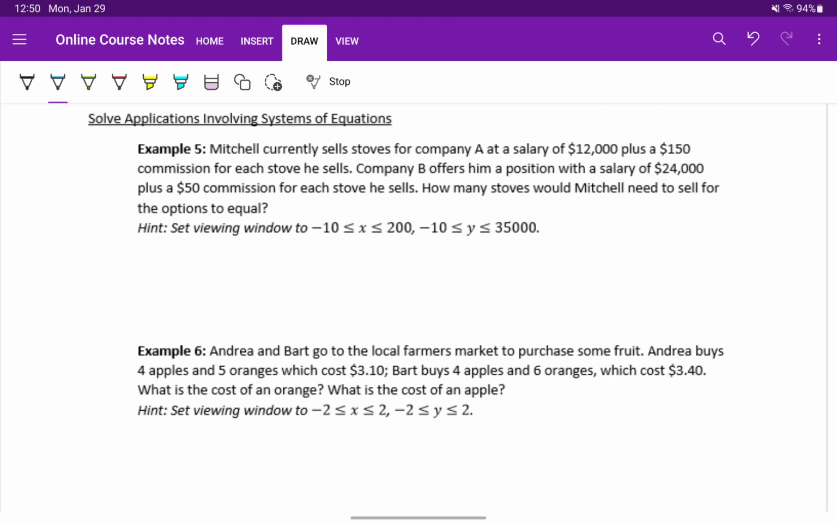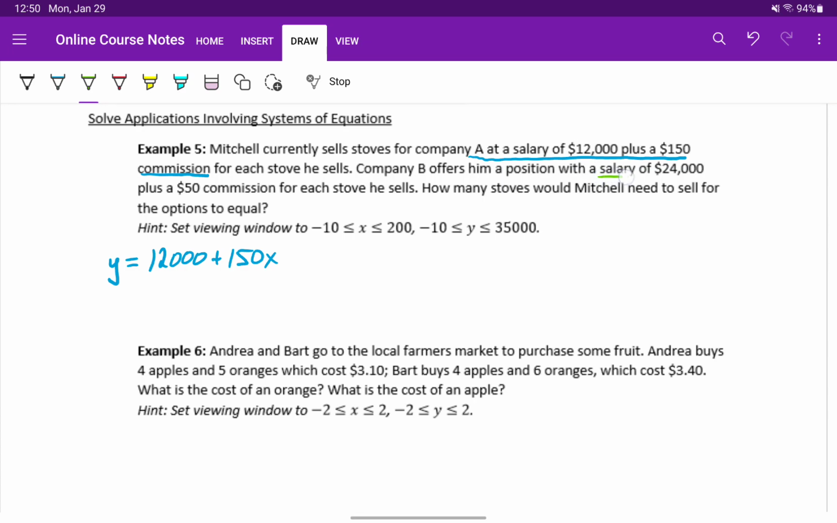So where would he make the same amount of money in either position? To do that, we want to identify the information that we're going to put together for a single equation. In this case, we can take the information for company A, where he makes that salary of $12,000 plus a commission of $150 for each sale. Translating that into an equation, we would get y equals 12,000 as a fixed value plus a variable value of 150 times x. So $150 per stove that he sells.